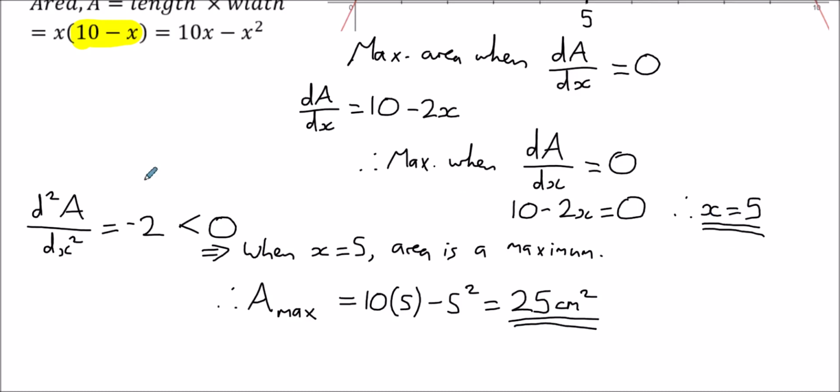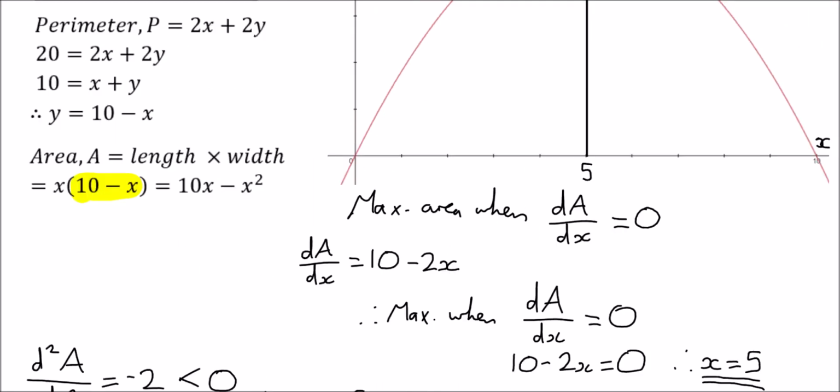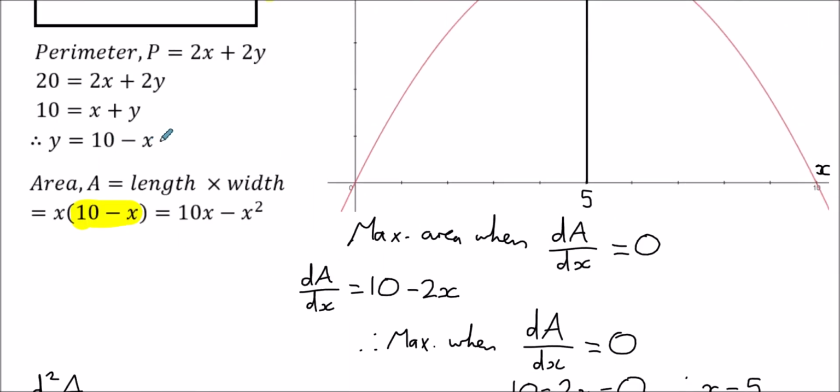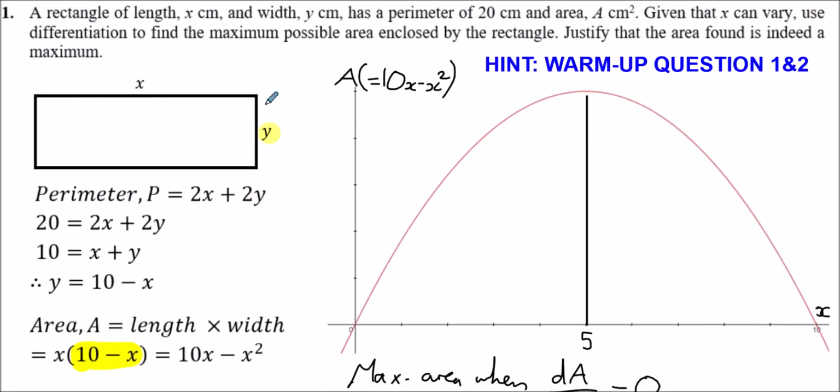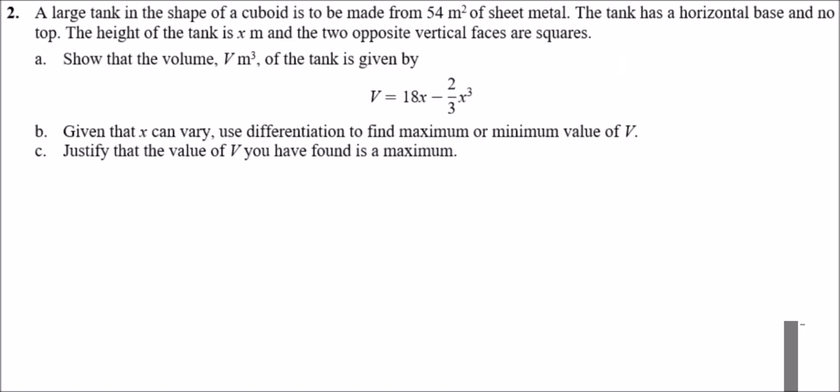And so when x equals 5, just remember y would be 10 minus 5, which would be 5. So the maximum area of any rectangle with a fixed perimeter is when that rectangle becomes a square. So that's the general result. To maximise the area of any rectangle, contrive it so that it becomes a square, so the width is the same as its length.